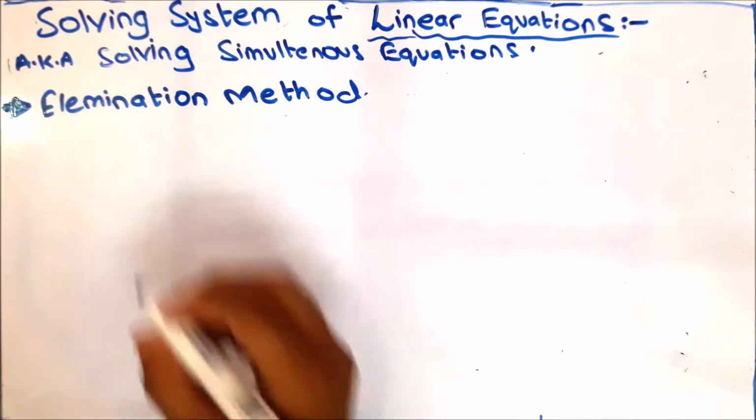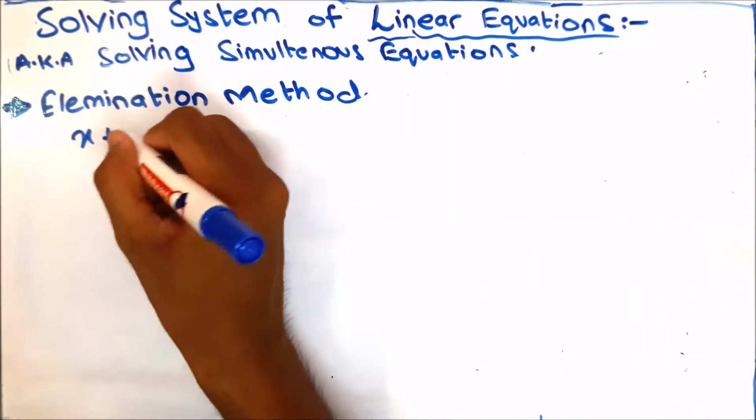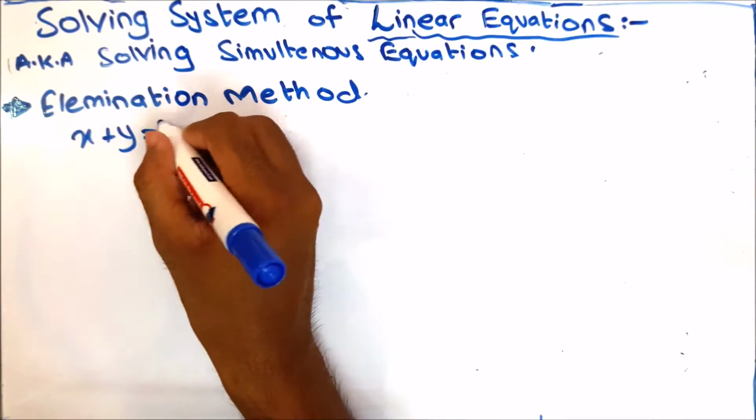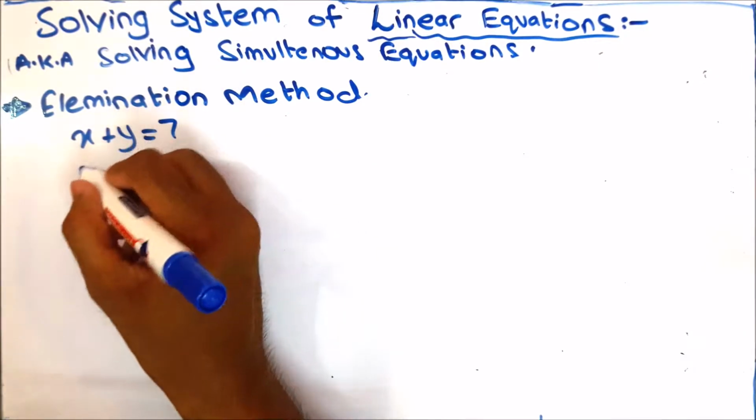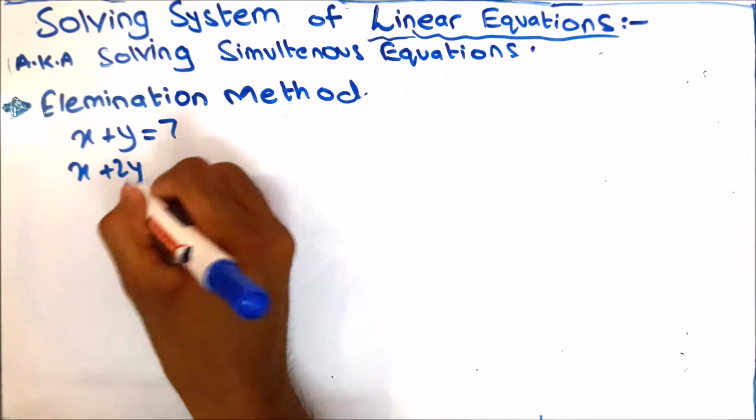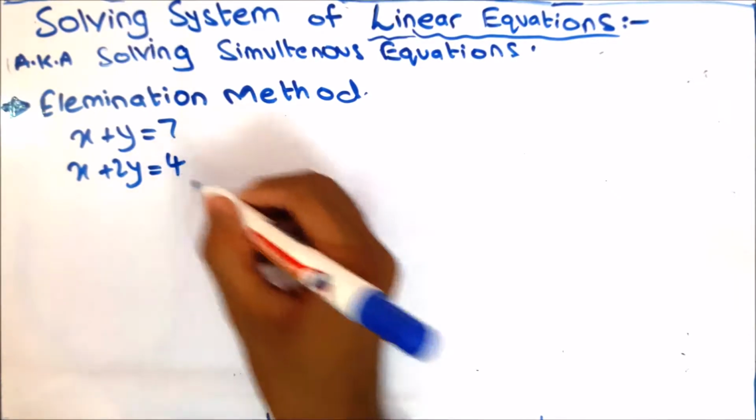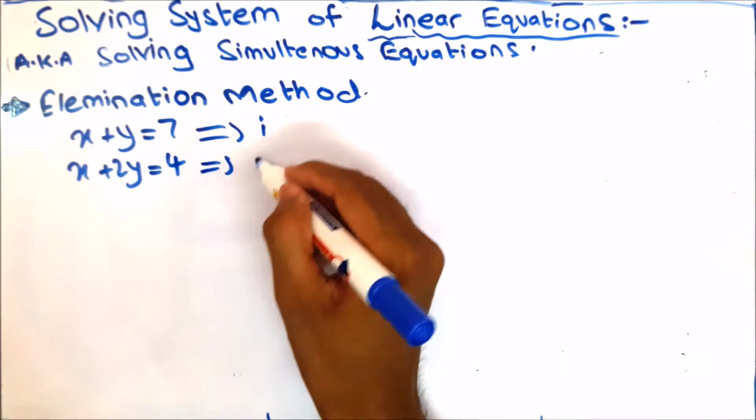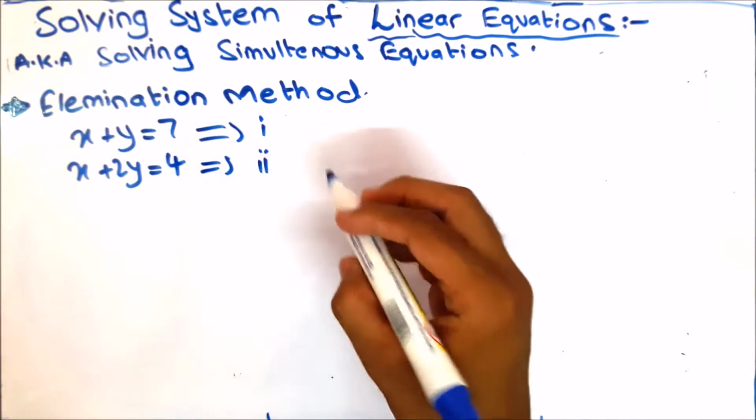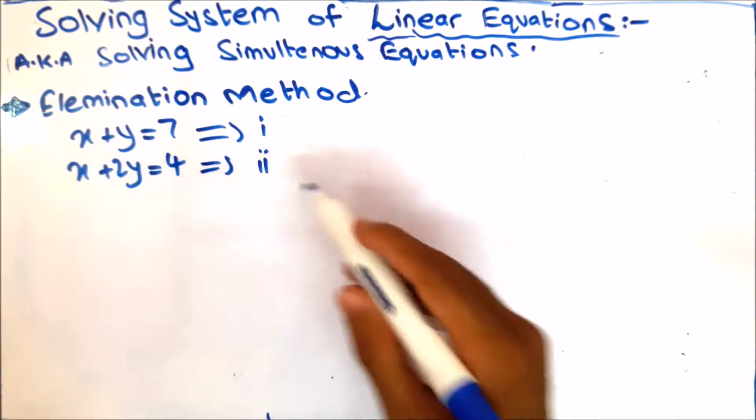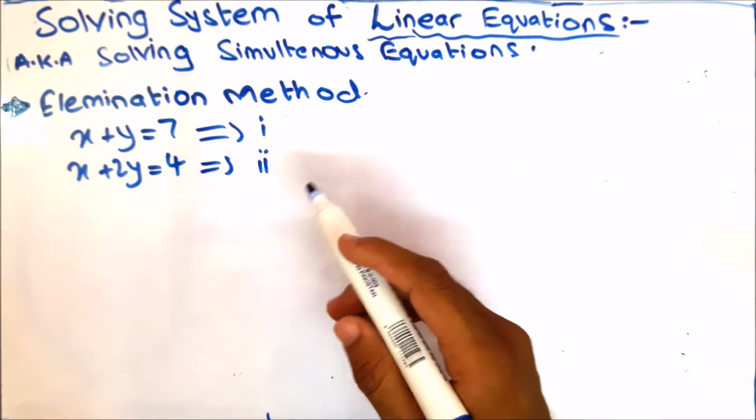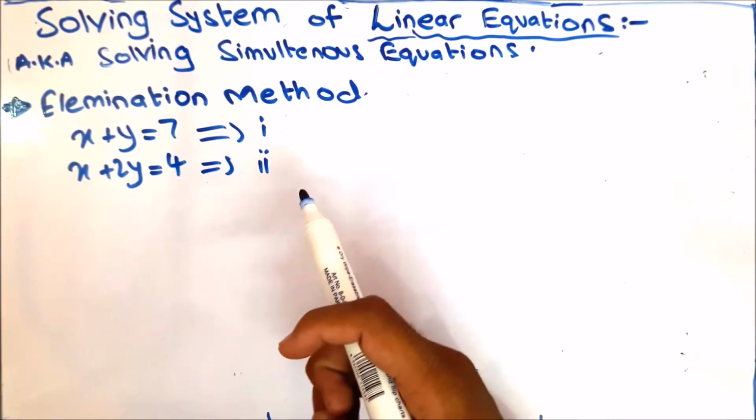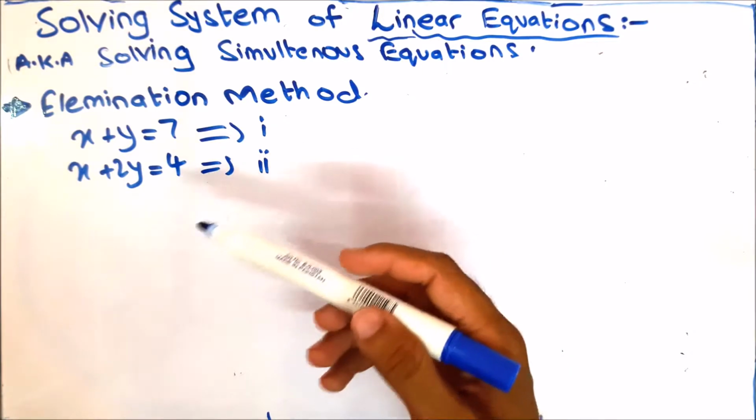Okay, let's take our first example as x plus y is equal to 7 and x plus 2y is equal to 4. These 2 are separate linear equations, equation 1 and equation 2. These both are in the standard form, not in the slope-intercept form.